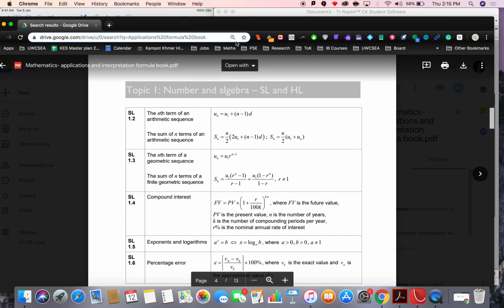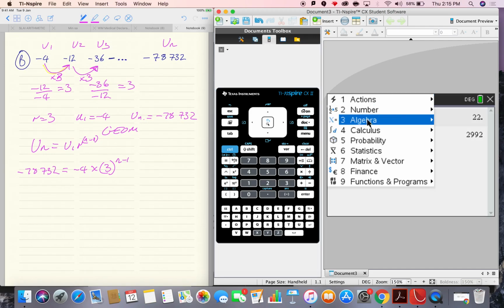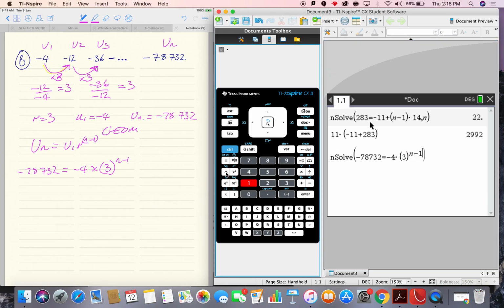So, let's get to our GDC again. Menu, algebra, numerical solve, and we type in the equation again. Negative 78,732 is equal to negative 4 times by, I'm going to put the 3 in brackets, and the exponent is a little hat button, kind of next to the 4. The power of n minus 1, and then press the right arrow, and then comma, and n. Boom, 10. So there are 10 terms in this series, n equals 10.